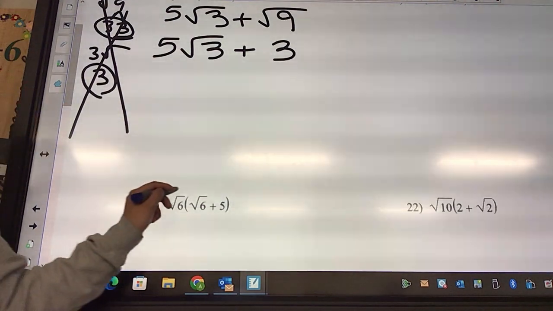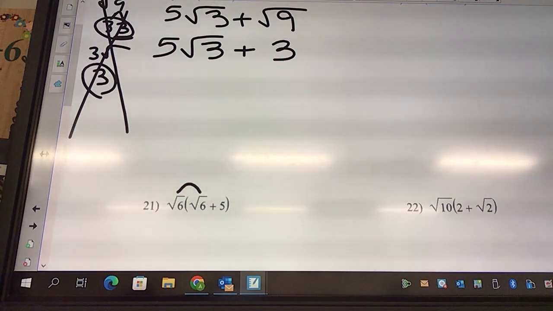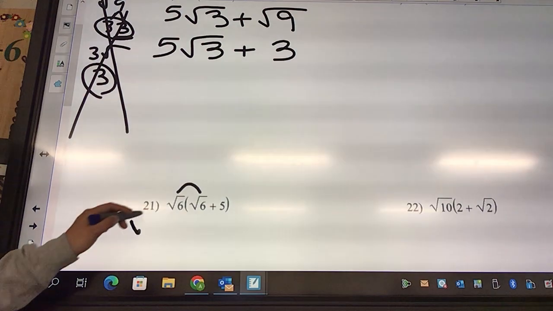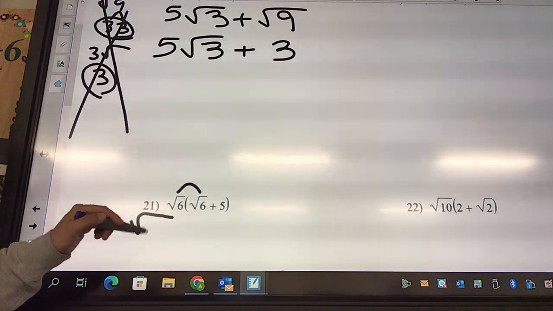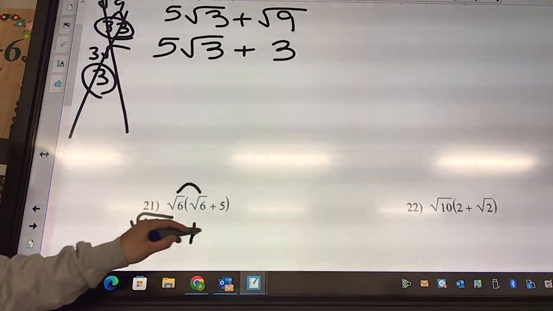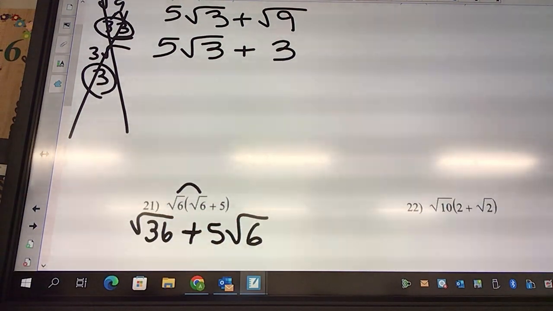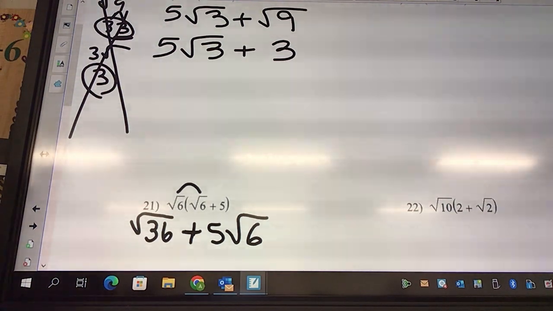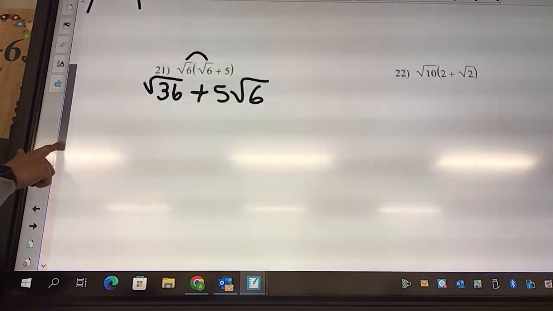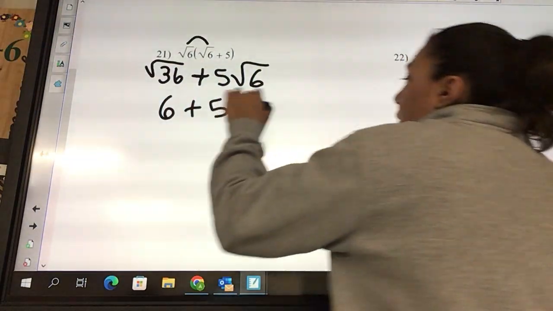20. What's the first piece going to become? Square root of what? What's 6 times 6? 36. What's the second piece going to become? 5 square root of 6. Okay, it's just the same as the other ones. All I did was flip flop the order. Okay. What is the square root of 36? It's just 6. So we got 6 plus 5 square root of 6.